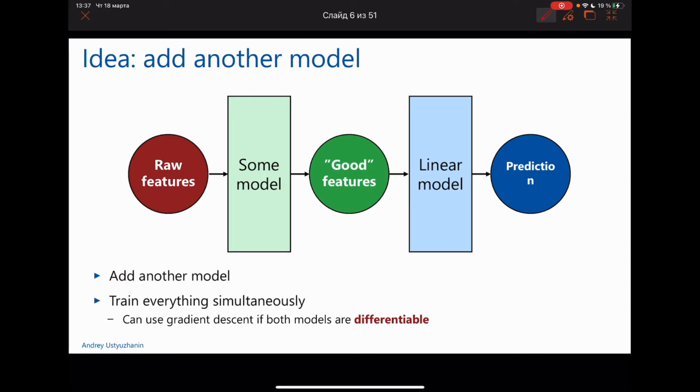And would it be cool if we could train those models, linear model and model for feature engineering, simultaneously? Because we can use the same idea of gradient descent if all those models are differentiable with respect to the error of a loss function on the given dataset.